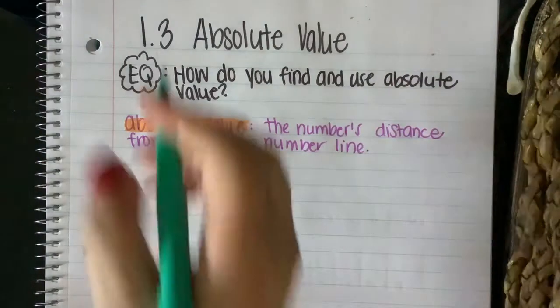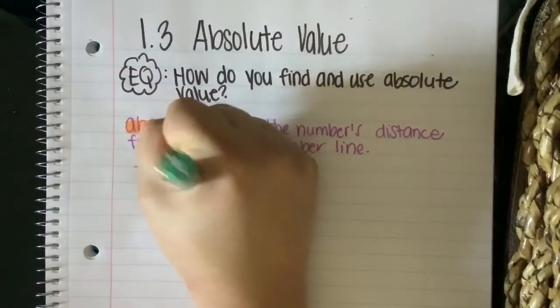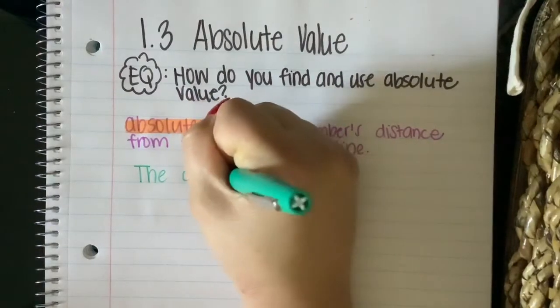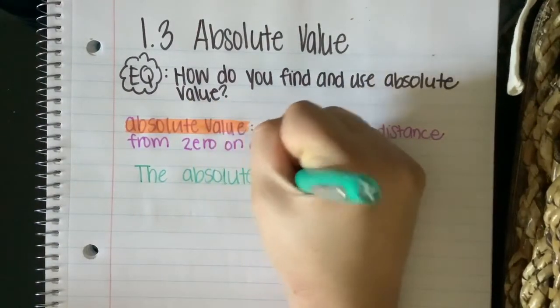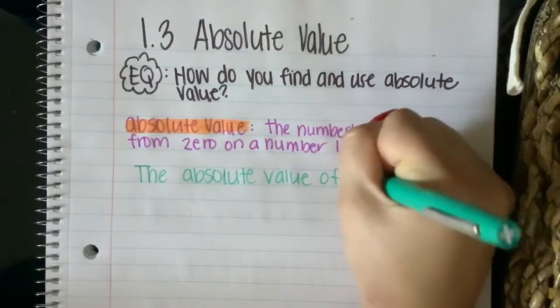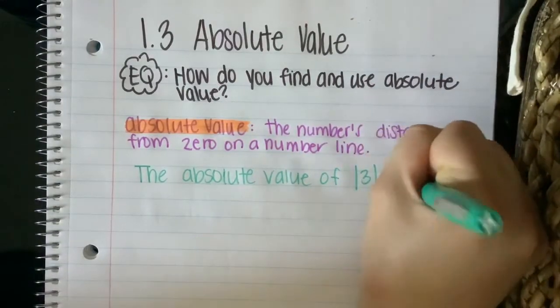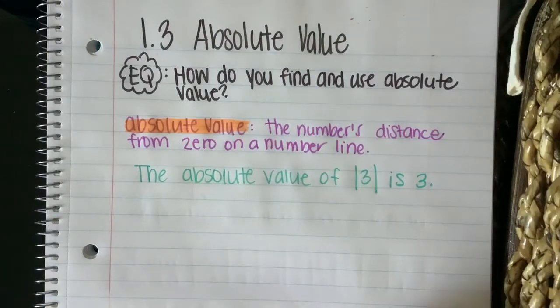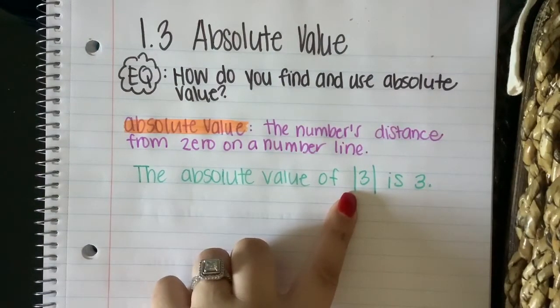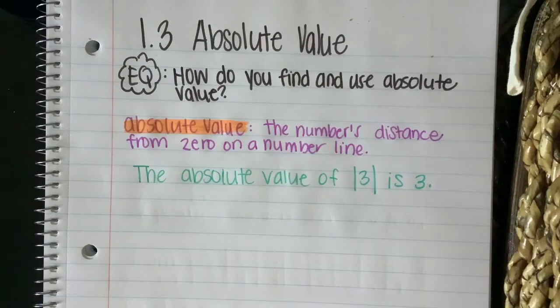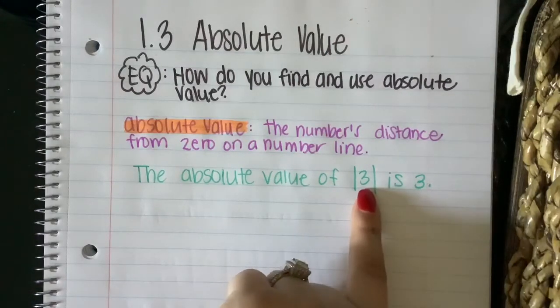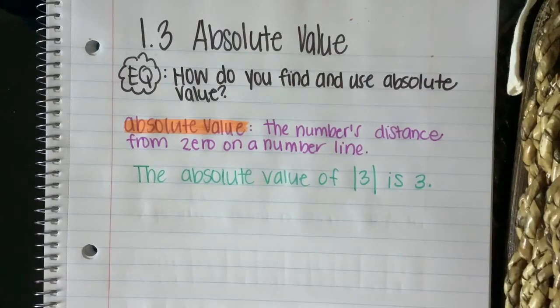The absolute value of 3 is 3. And notice I just drew bars around this 3. When you're reading a problem that has bars around it like that, you will read it as the absolute value. The reason why the answer is 3 is because it is the distance away from 0 on a number line, 3 spaces.